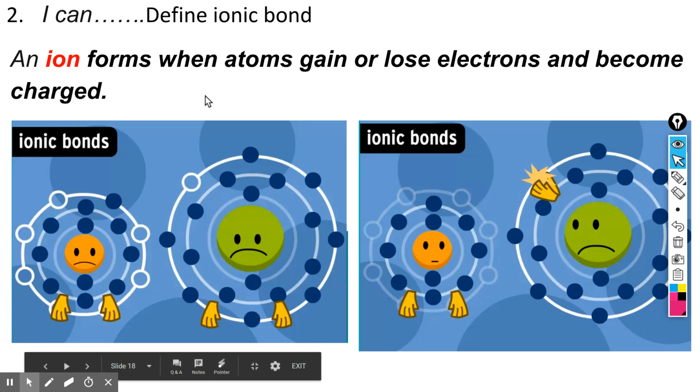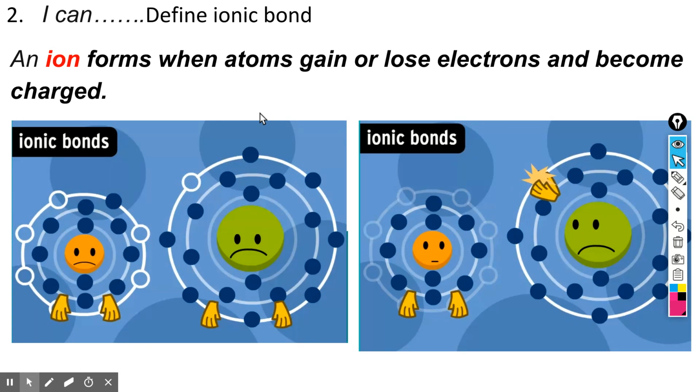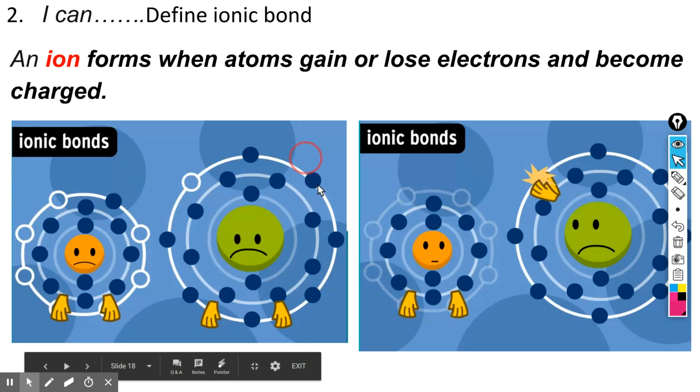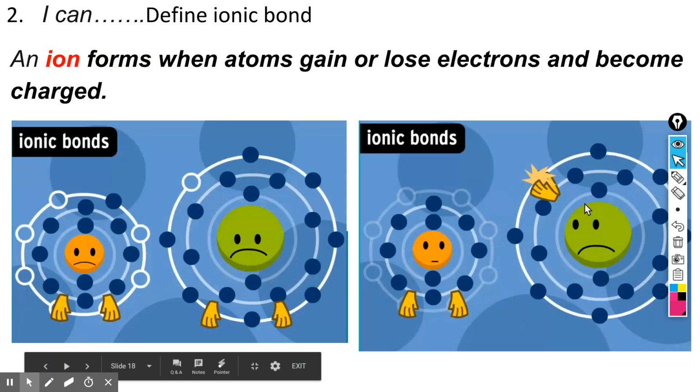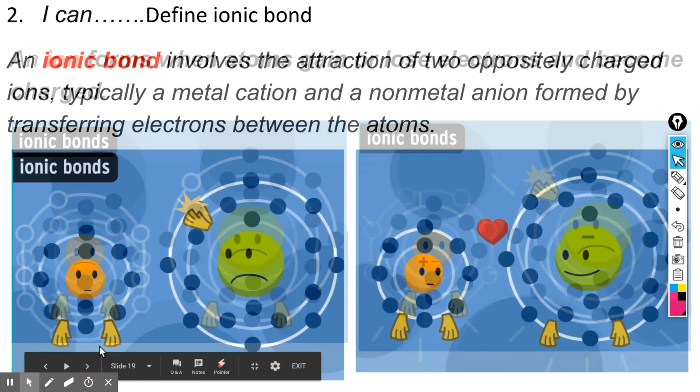I CAN number 2: define an ionic bond. An ion forms when atoms gain or lose electrons and become charged. And we've been practicing forming ions since last unit. You watched the BrainPop video with me where these two sad face elements, this one has one electron in its outer shell, this one needs one more in its outer shell. So this sad face person steals that one. Now this one becomes happy and that one becomes happy, forming ionic bonds.